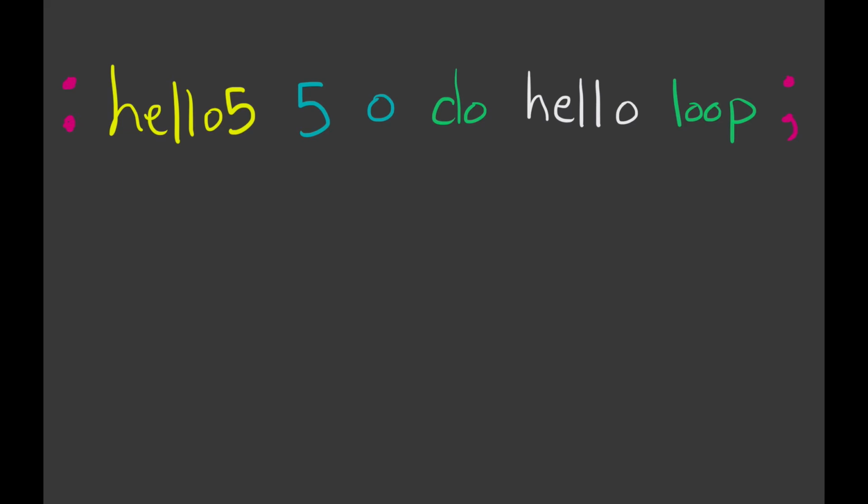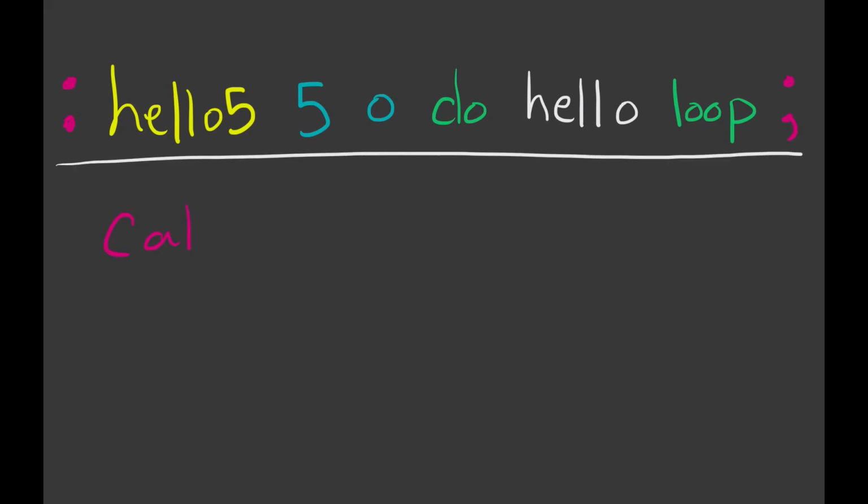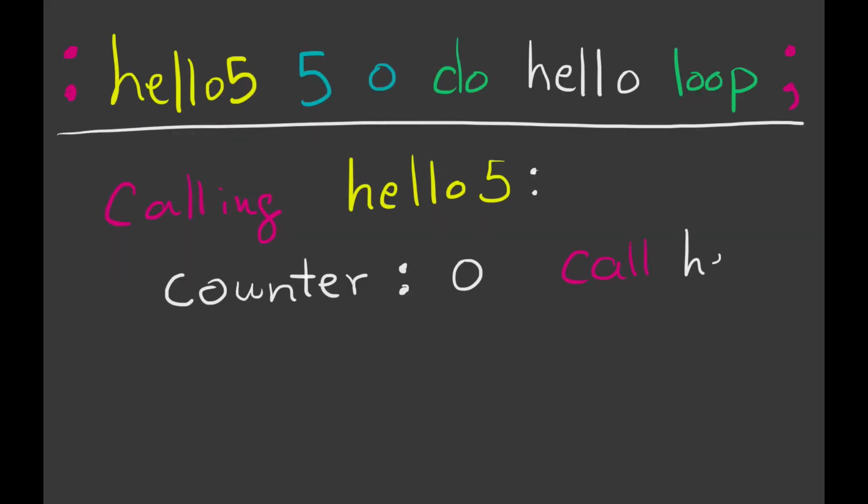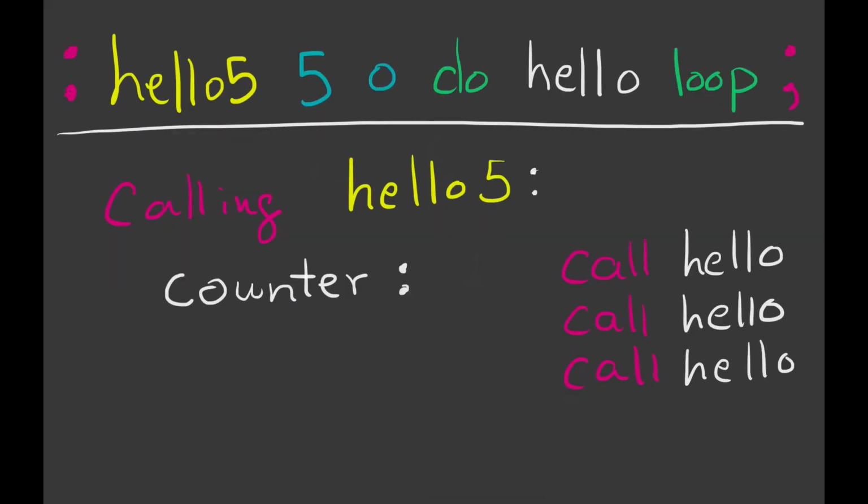Similarly to if statements, a loop must appear within a subroutine definition. This subroutine calls the hello routine 5 times. It creates a counter internally and initializes it to 0. Then it increments it until it reaches 5.